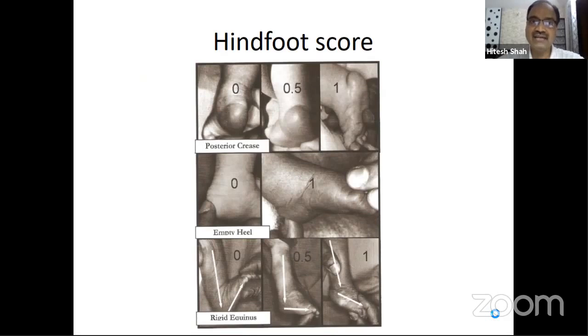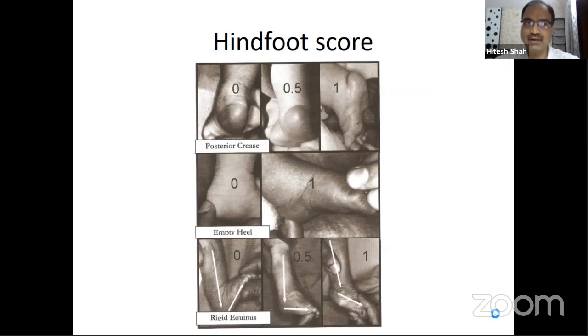A score of 0 is given where there is no deformity, an absolutely normal foot. A score of 1 is given where the complete deformity is present. So if we do not find a posterior crease, it is 0. When there is a deep crease, it is 1. When there is a faint line, it is 0.5.